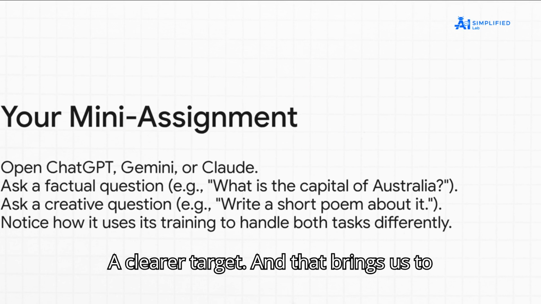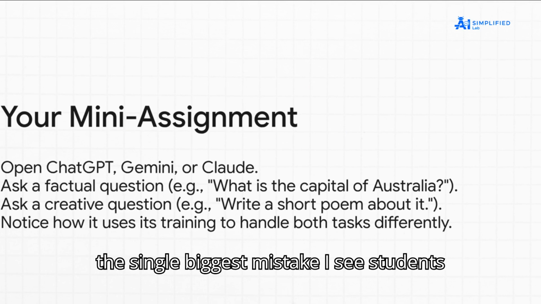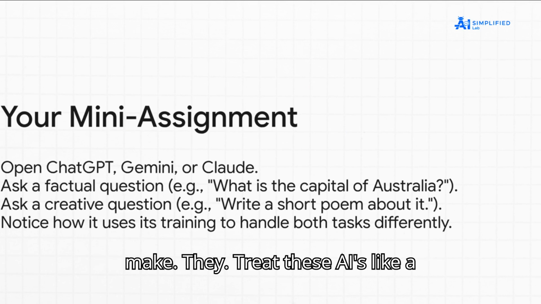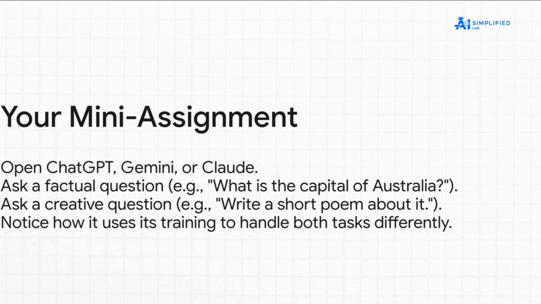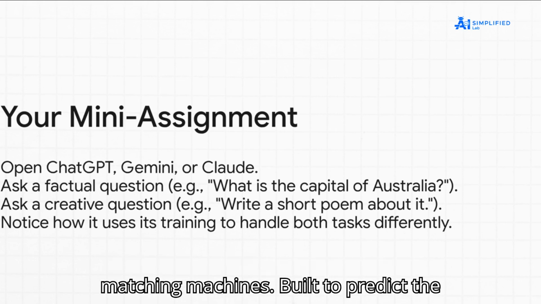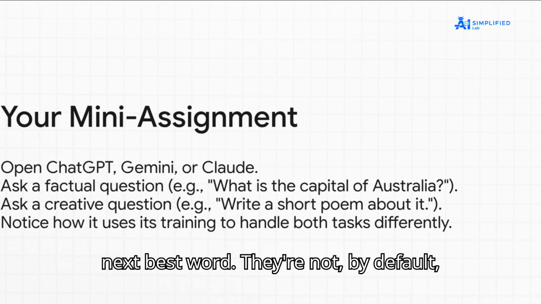And that brings us to the single biggest mistake I see students make. They treat these AIs like a flawless search engine or a calculator. They're not. They are brilliant pattern matching machines built to predict the next best word. They're not by default fact checkers.